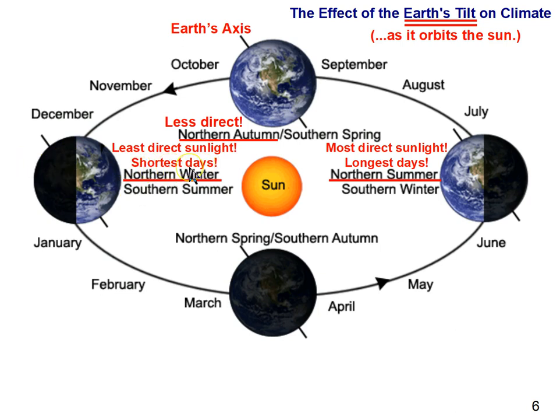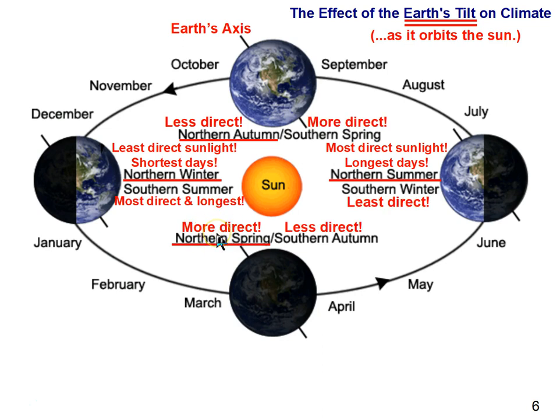And we have shorter days, so there's less time for solar energy to be delivered and absorbed, in addition to the fact that it's not striking the northern hemisphere as directly. In the northern spring, then, we find the same situation as in the northern autumn, where it's more direct than it was in the winter, but it's still not as direct as it is in the summer.